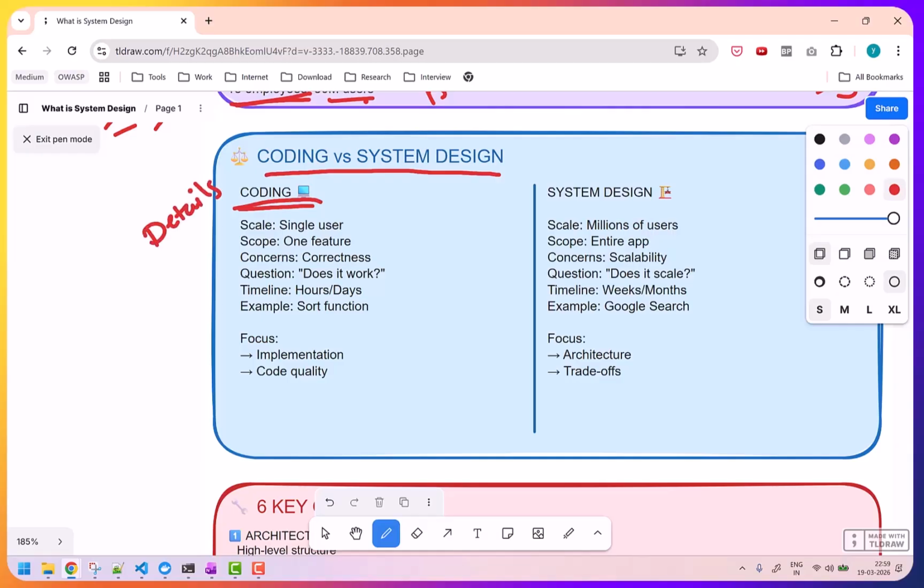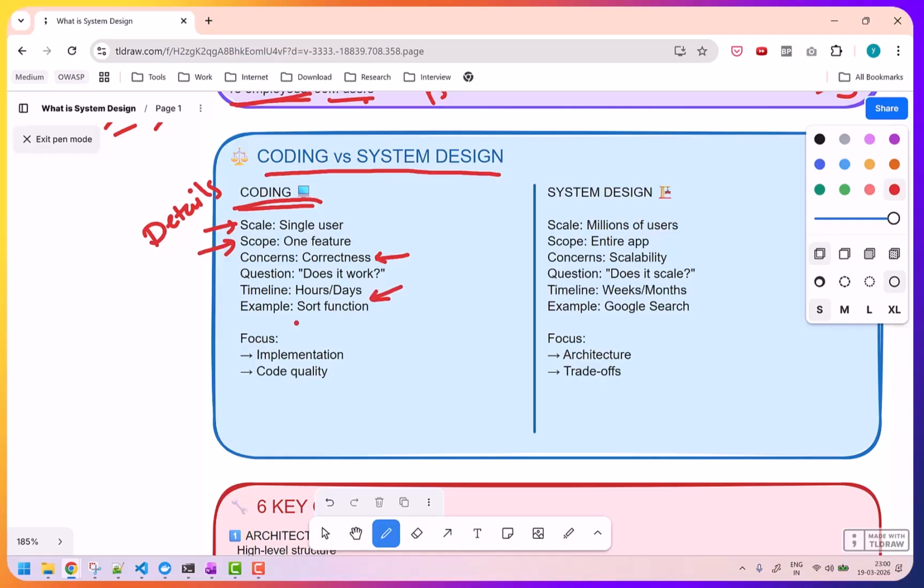So the mindset is related to how it will work for a single user. It will restrict it to one feature. Here the correctness is important. Then the question is, does it work? Will the function, whatever I have written, work? And the timeline can be in hours or days.